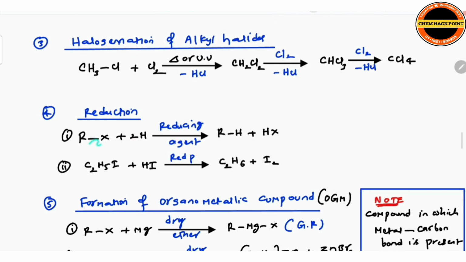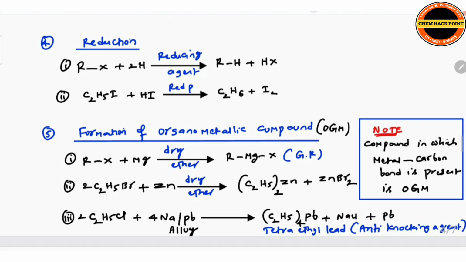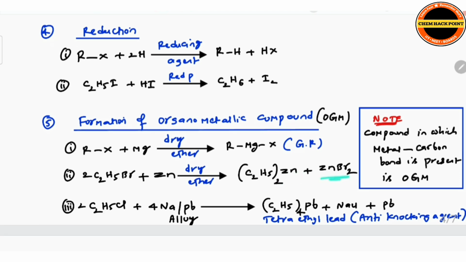Reduction, or reducing agents: alkyl halide reduction, that is hydrogen added, giving RH and HX. Like here, HI with red phosphorus, hydrogen added, you will get C2H6 plus I2. Formation of organometallic compound: RX with magnesium in ether forms RMgX, Grignard reagent. Like C2H5Br with zinc in ether gives (C2H5)2Zn, dialkyl zinc, and zinc bromide.